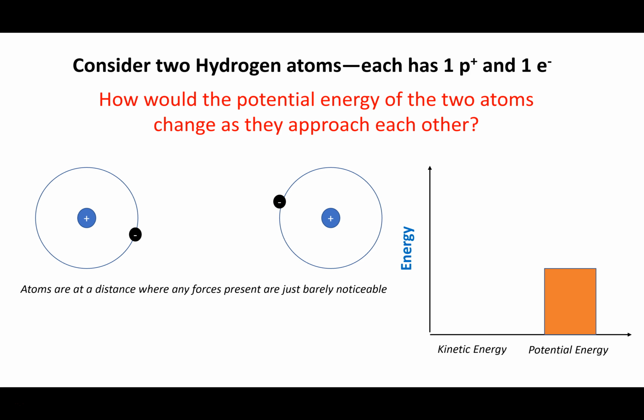So consider a scenario where we have two hydrogen atoms. Again, each one has one proton and one electron. The question we want to ask ourselves is, how would the potential energy of the two atoms change as they approach one another? What I've done in this first example is put them at a particular distance from each other where any forces that are present are just barely noticeable. You can see that at least right now at the beginning, it does have some potential energy, and there's no kinetic energy involved.